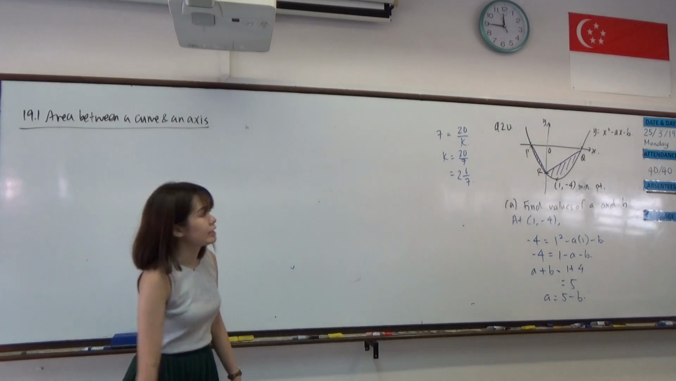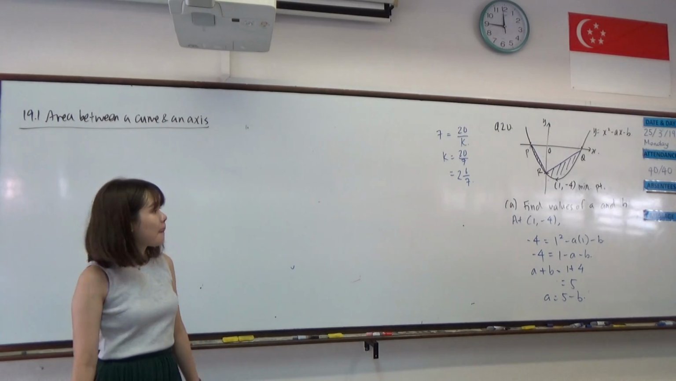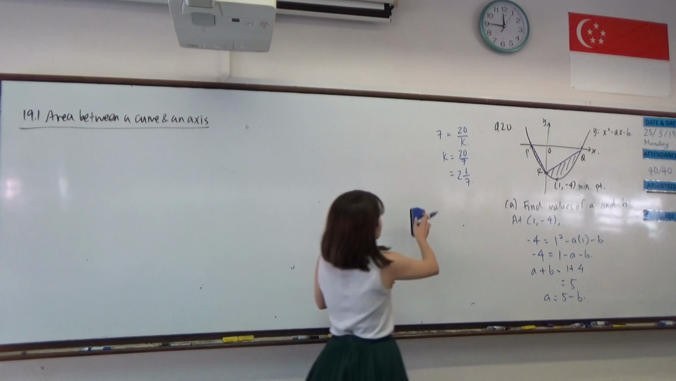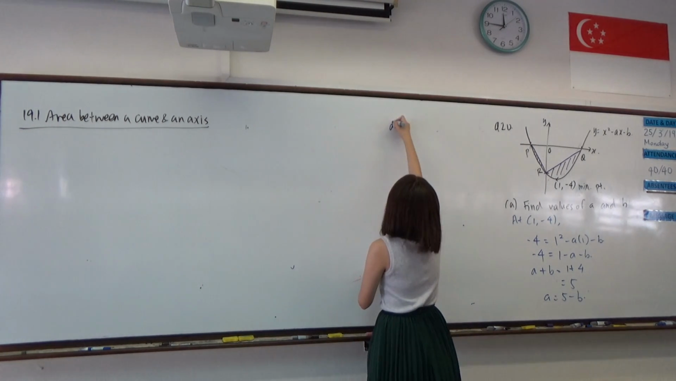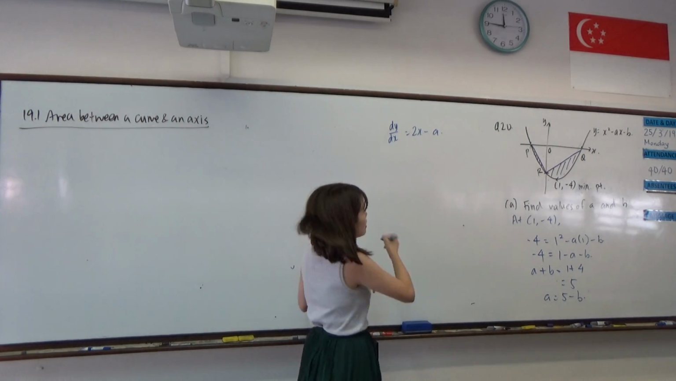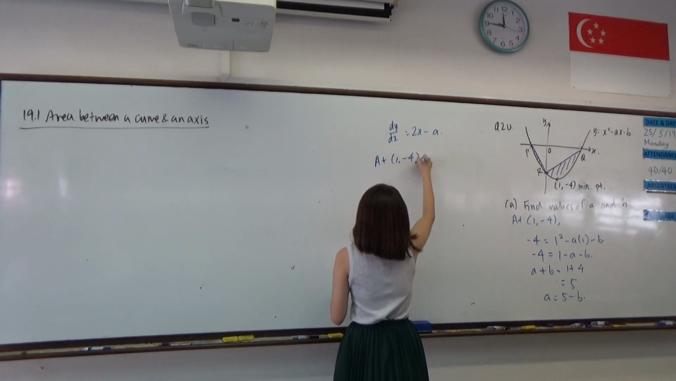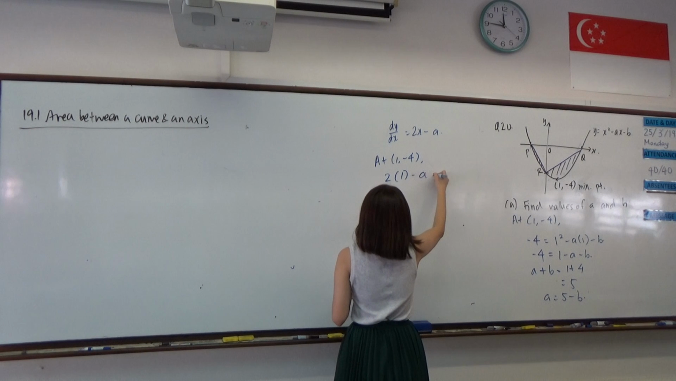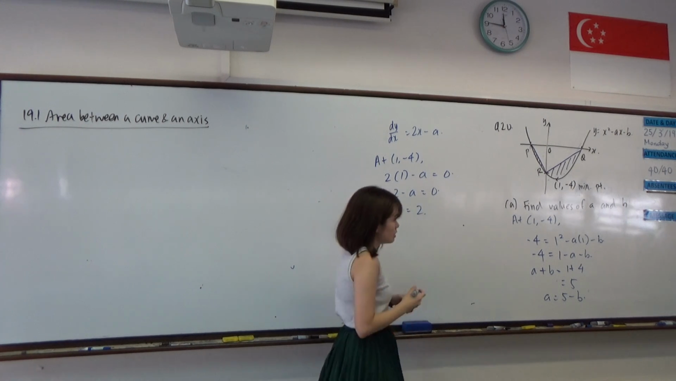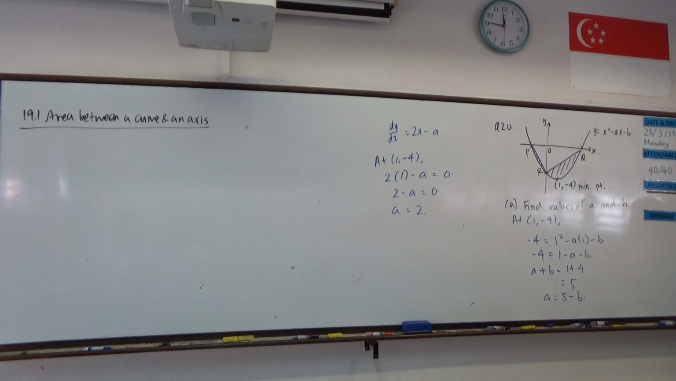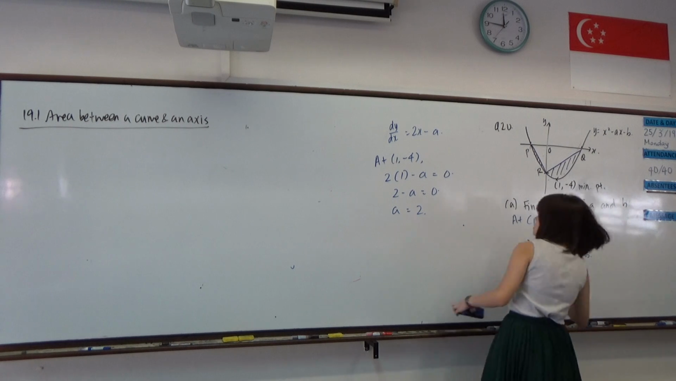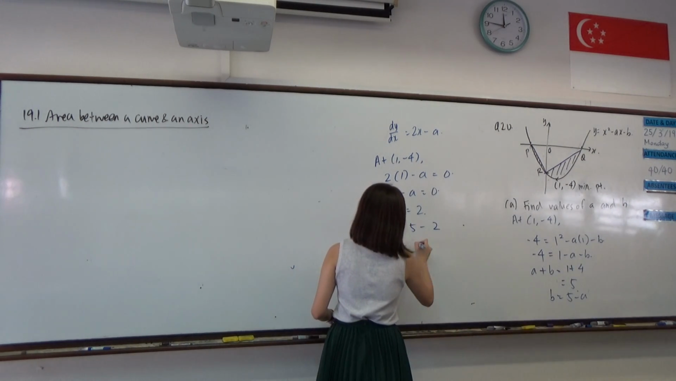Okay, how will we develop the next equation? dy over dx is 2x minus a. So this will be 0 at the minimum point. Agree? So 2(1) minus a equals 0. Oh, so a is equal to 2. Then after that, we will be able to find b. So therefore, b equals 5 minus 2 equals 3.